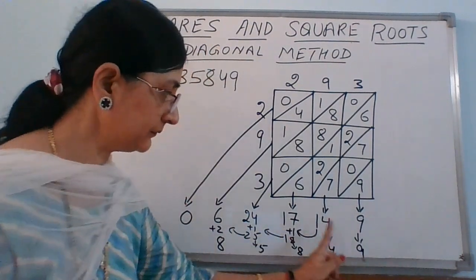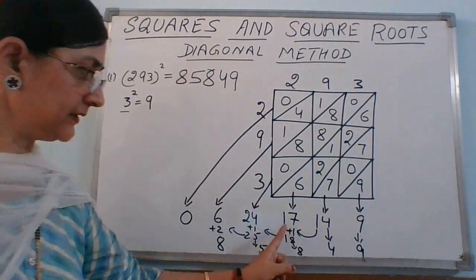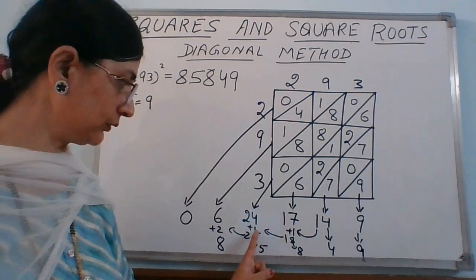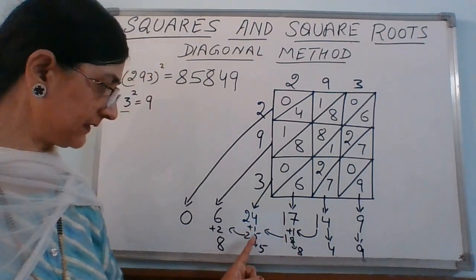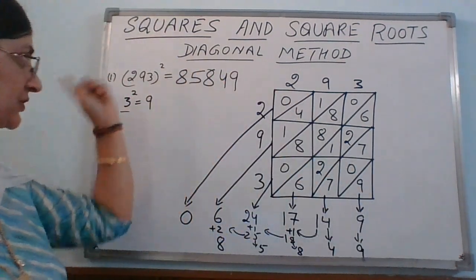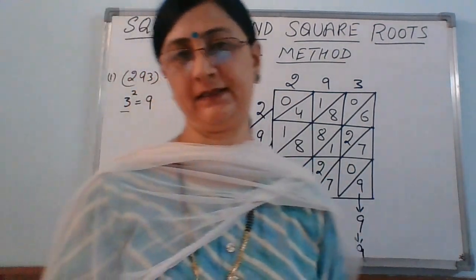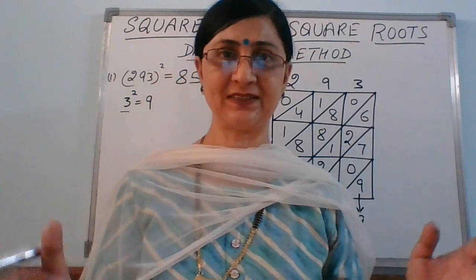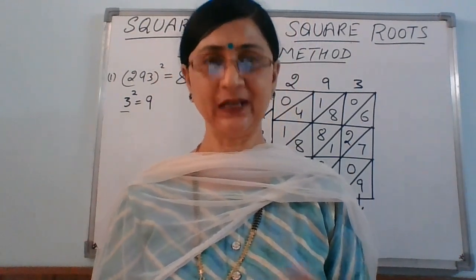9 noted down, 4 noted down, 1 shifted here becomes 18, 8 noted down, 1 goes here, it becomes 25, 5 noted here, 2 goes here, 6 to 8 and 8 5 8 4 9 is the square of 289. I hope this method is very interesting and very simple. Now it has become simple.